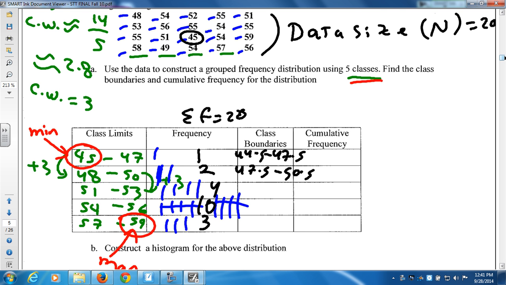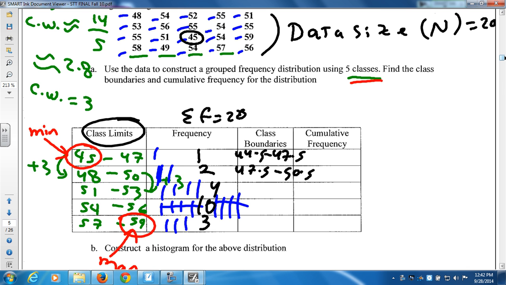But I mean, the limits are usually the ones that people are interested in, because they give you a clear distinction between what's in this class and what's in the other class. So in all cases we should use the class limits. Usually, yes. In all design cases, you should use the class limits.